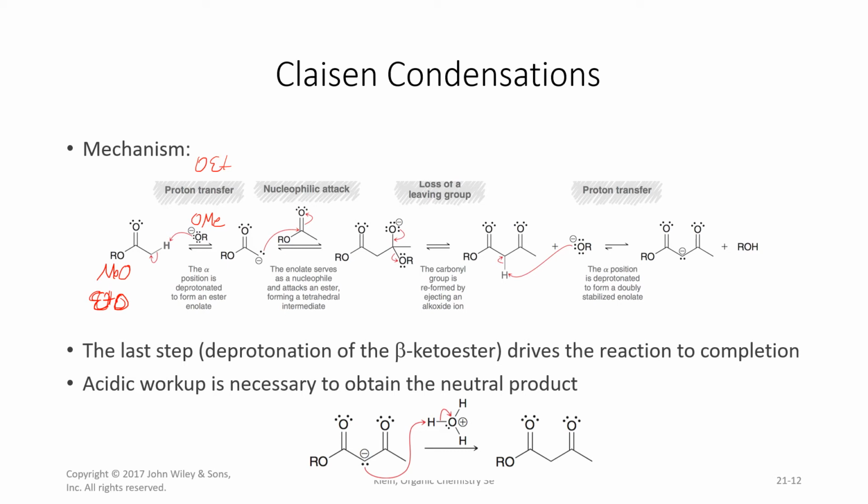What I mean by transesterification is that your ester group can change. If you started out with methoxide and used ethoxide as your base, then this group will no longer be OMe, it will be OEt. And so we could have transesterification. Whenever you're doing a Claisen condensation, you want to make sure that your base is exactly the same as the ester group.